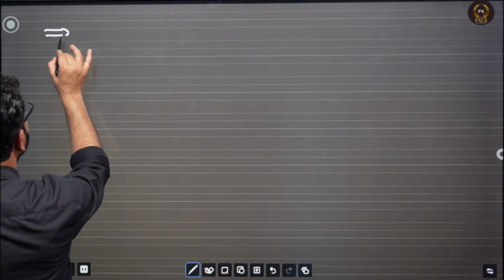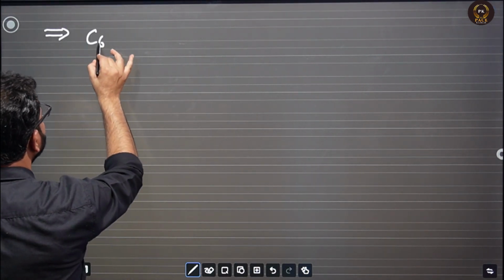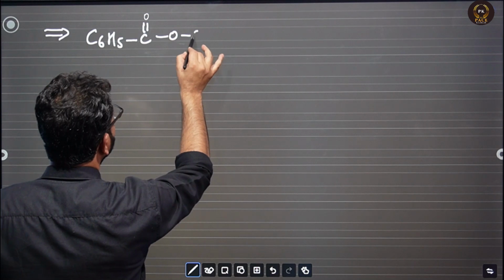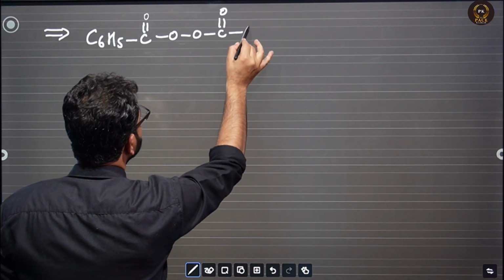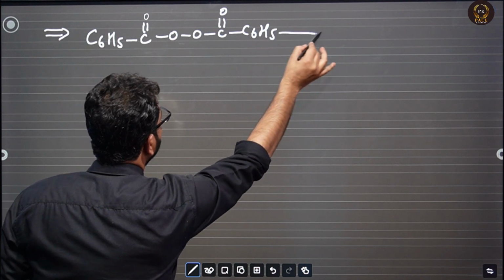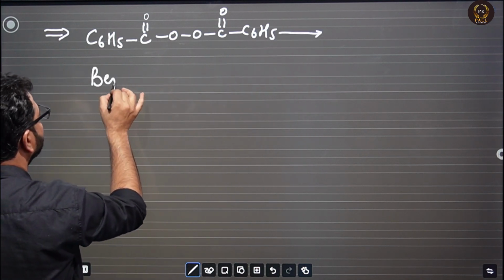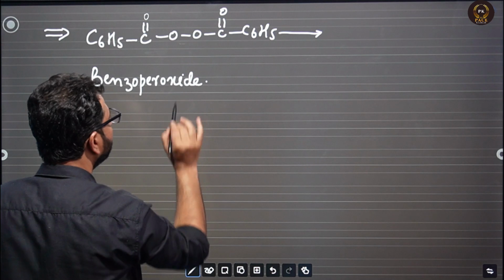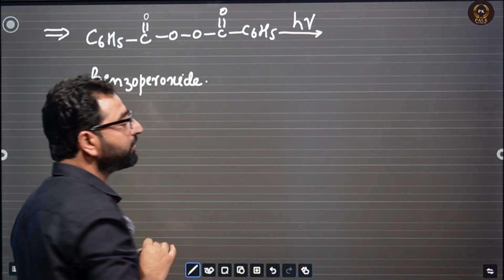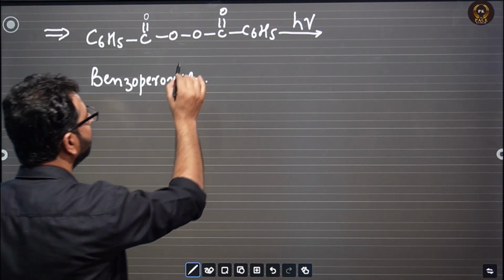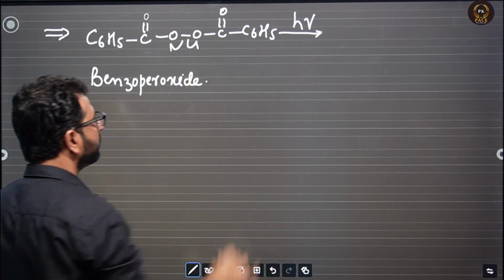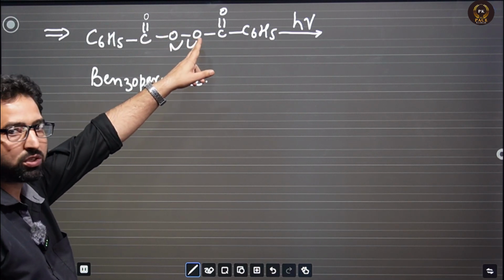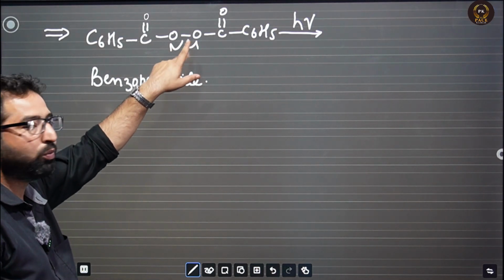See here, we have a peroxide, that is C6H5, C double bond O, O, C double bond O, C6H5. This is called benzoyl peroxide. This peroxide will break down with the help of light. Here occurs a homolytic fission. This oxygen has the same electronegativity as that oxygen, and it will undergo homolytic fission.